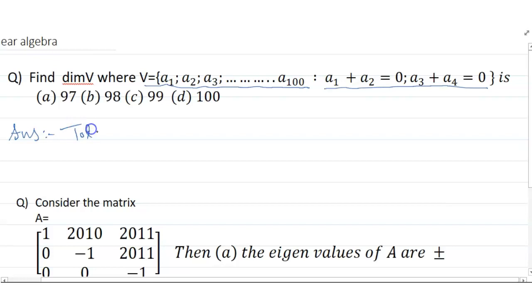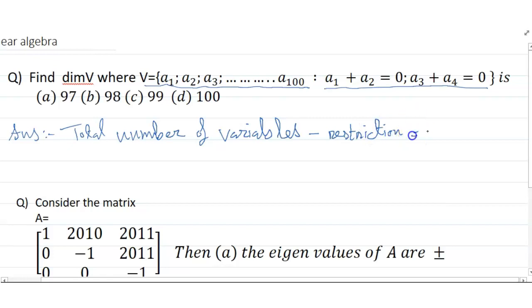Total number of variables minus restriction is equal to dimension of V. So friends, dimension of V is equal to total number of variables, which is 100, and here the restrictions are 2. So 100 minus 2 is equal to 98. So friends, my answer is B. Option B is correct.